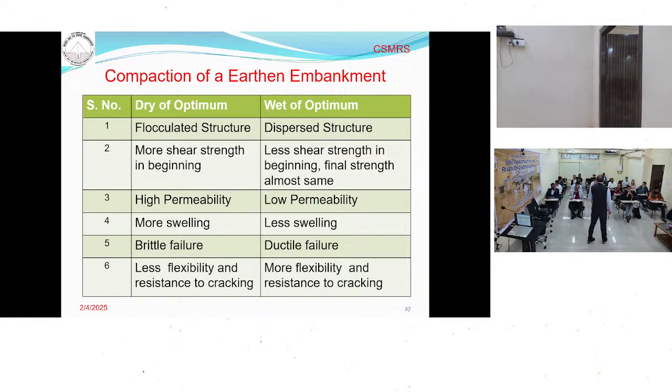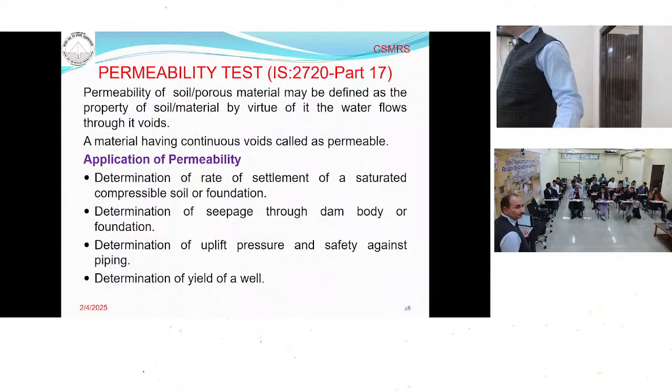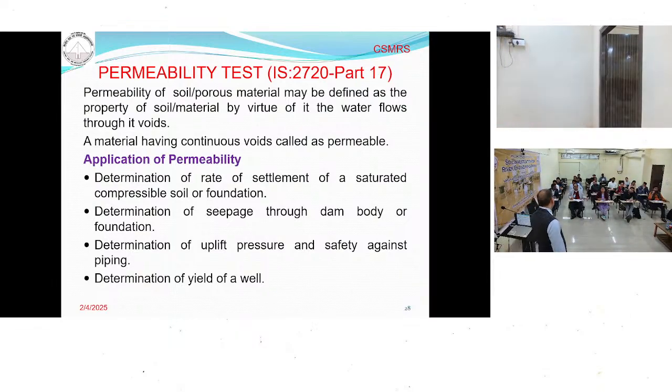When we talk about a water retaining structure, there are two faces: one on the reservoir side, the upstream side, and the other on the downstream side. Depending upon the face, when we are working on the upstream side, we go for the dry side of the optimum. When we are going on the downstream side, we want low permeability and it should be ductile, so we go for the wet side of the optimum. Is everything clear?